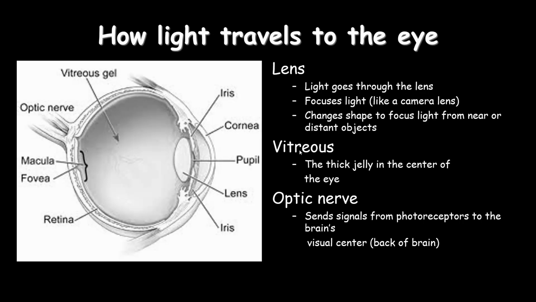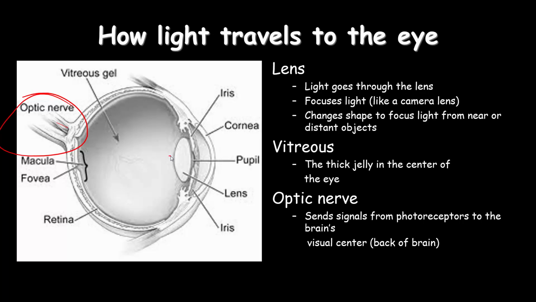Then we have the vitreous, which is the middle part of the eye, so this stuff, okay? And it is the thick jelly center of the eye. So if you actually were to puncture the eye, the fluid that would come out would be the vitreous gel. And then finally we have the optic nerve, which is this guy here.